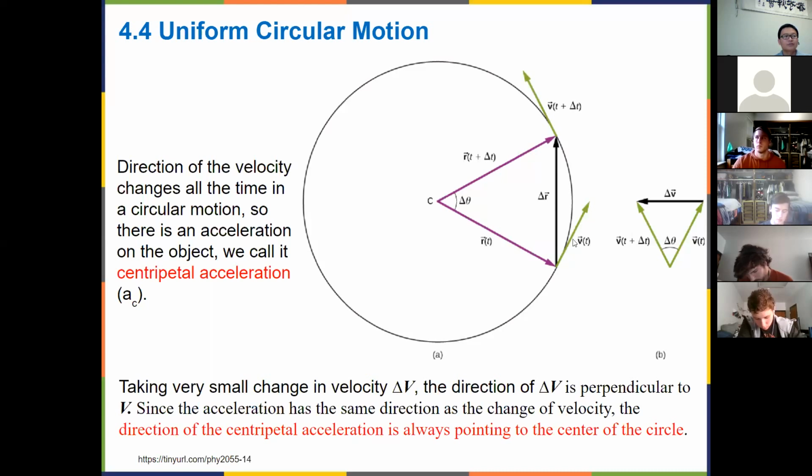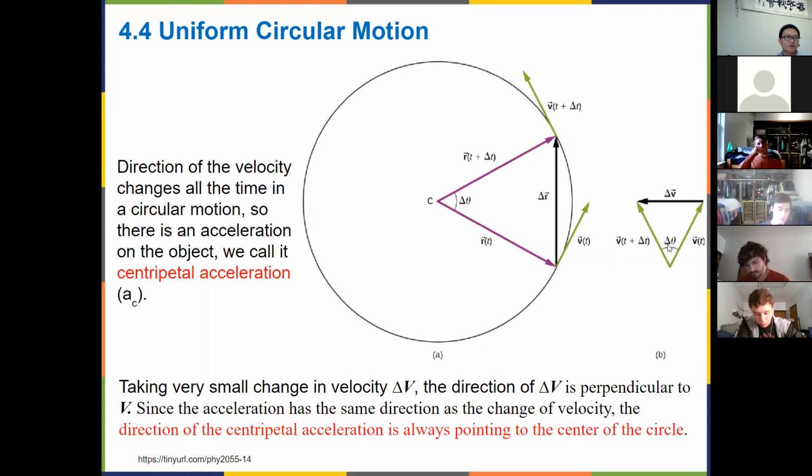Now let's move the two velocity vectors out of the circle to the right-hand side, into this small triangle over here. On the right, this is v of t. Pointing to the left, this vector is v of t plus delta t. The change of velocity is indicated by this black delta v vector. So this is the change in velocity. We moved the v vectors parallel over here.